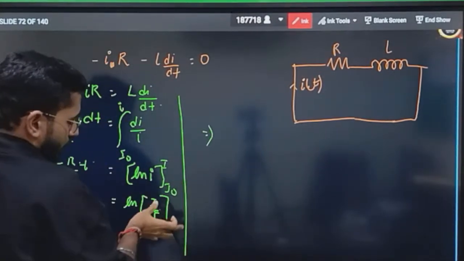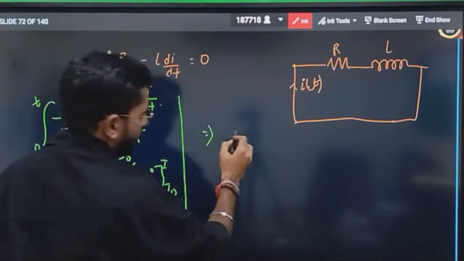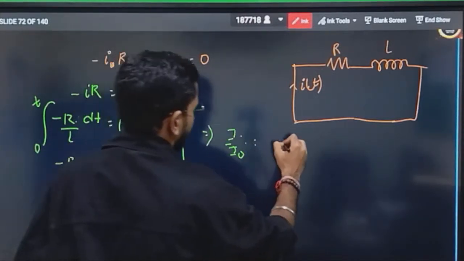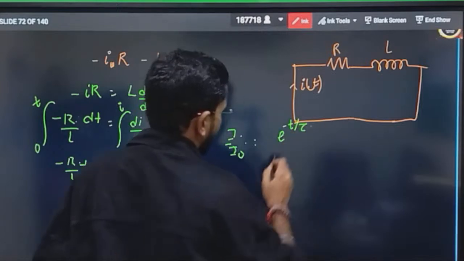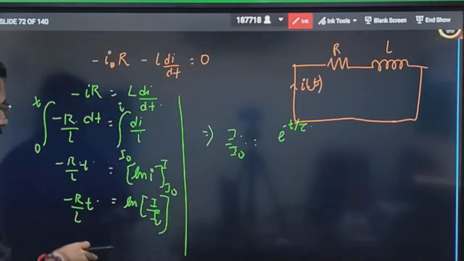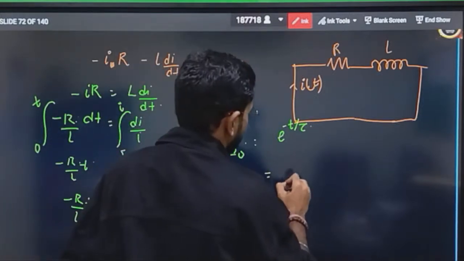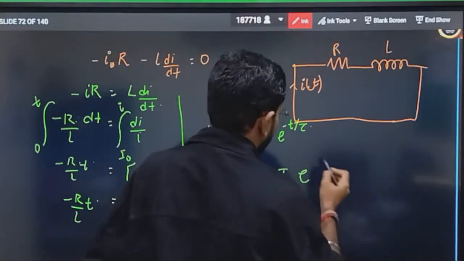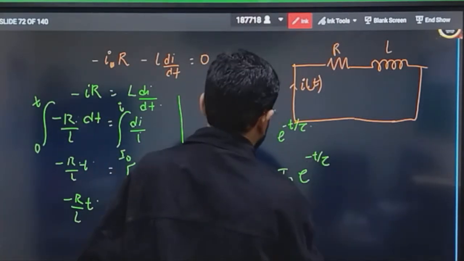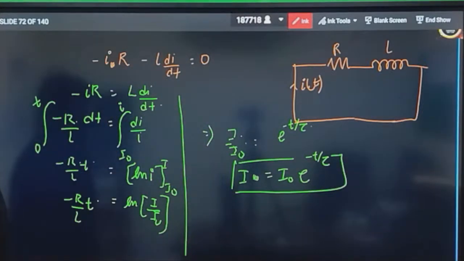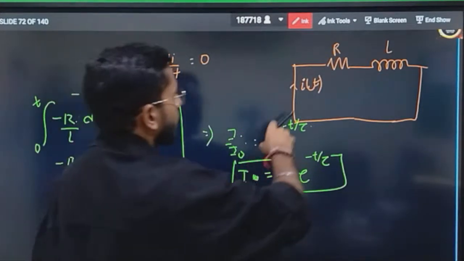Now the next step will be what? You want to remove this ln term, that means you will write I divided by I naught is equal to e power minus of t by tau. I again replace tau as L by R, and now I can simply write I is equal to I naught, that is the maximum current, into e power minus of t by tau. Correct.